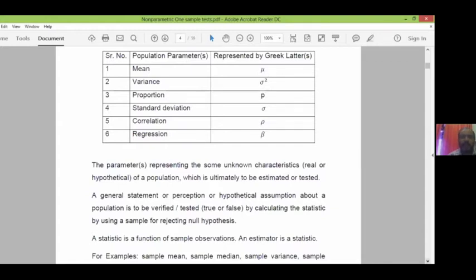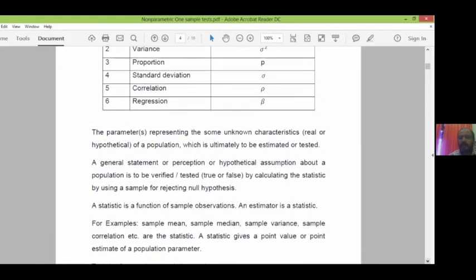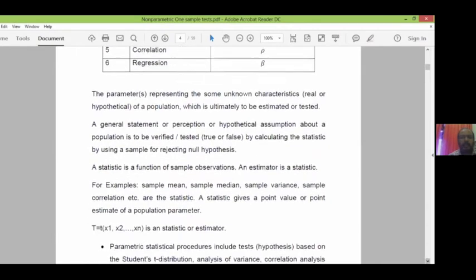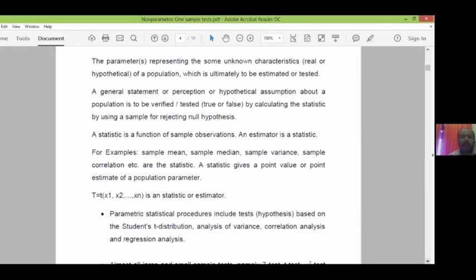That is the parameter. So a general statement or perception of a hypothetical assumption about a population is to be verified or tested, true or false, by calculating the statistic using a sample, for rejecting the null hypothesis. That is the main purpose of the testing of hypothesis. So what is a statistic? Also an important point.